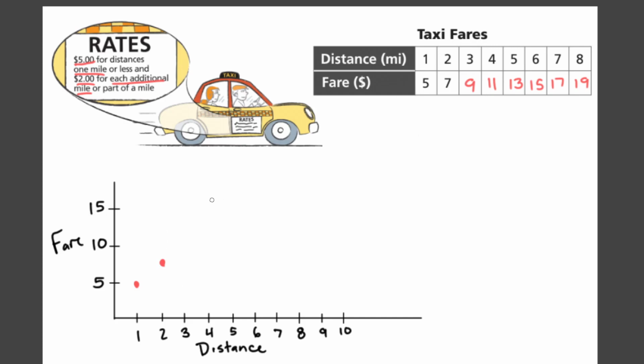Next one's going to be 3 and 9, so 3 and just before 10, which is going to be right about here. Next one's going to be 4 and 11, so just over top of that, right about here. 5 and 13. And I'm going to go ahead and just stop there. You guys will be graphing the whole thing, but I'm just going to stop there for the sake of this video.